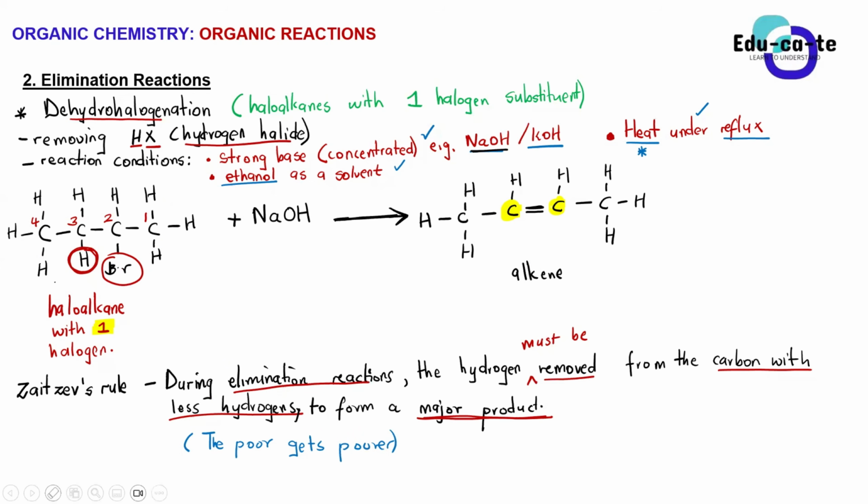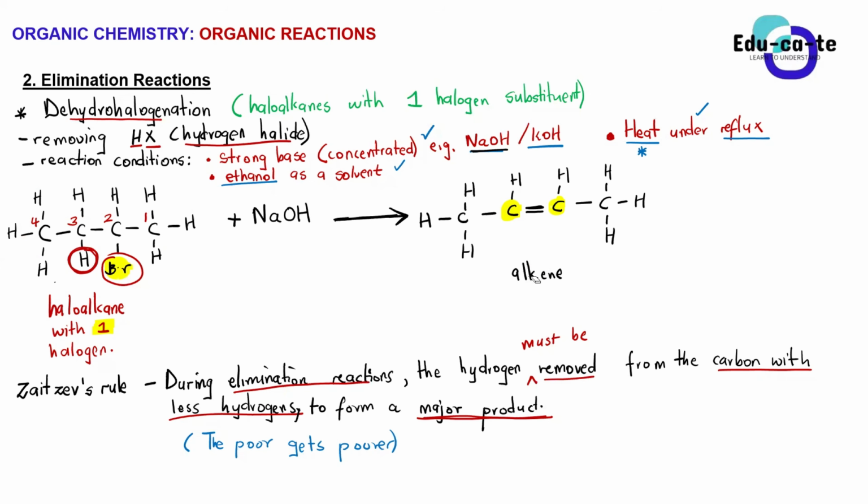We cannot remove this hydrogen from carbon number 2, guys, because from carbon number 2, we are already going to remove the Br. So you cannot remove the Br, which is your halogen, as well as the hydrogen on the same carbon. You are not supposed to do that. So when you are doing these elimination reactions, look for any other carbons that have fewer hydrogens and remove from it. The carbon with fewer hydrogens will lose a hydrogen during this process.